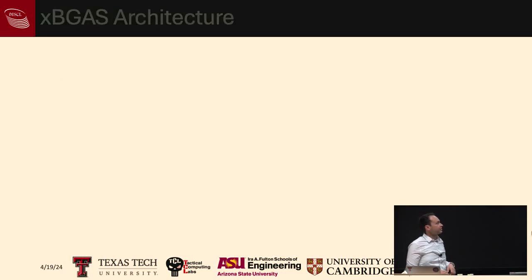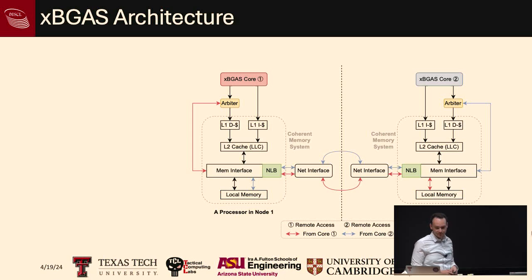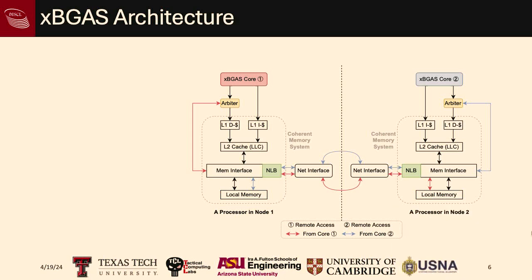So the architecture looks something like this, where you see two nodes in this figure. The memory interface and the namespace look-aside buffer resolves whether part of the memory resides on a remote node or a local node, and then makes accesses accordingly. And a typical pointer consists of a base address and an extended address field.